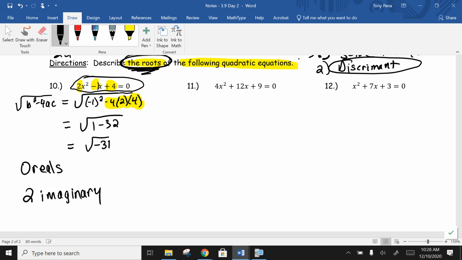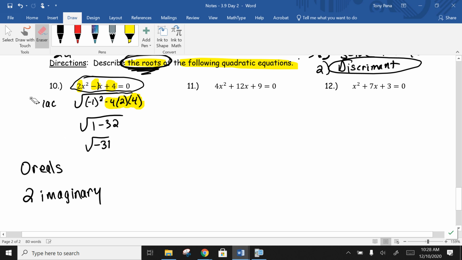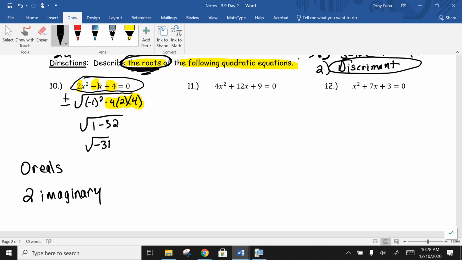That last thing you just said answered my question. So we only need to look at the discriminant when it says describe the roots. Correct. You can do all the work if you wanted. If you wanted to go through all the work, there's nothing wrong with that. It's a safe bet.